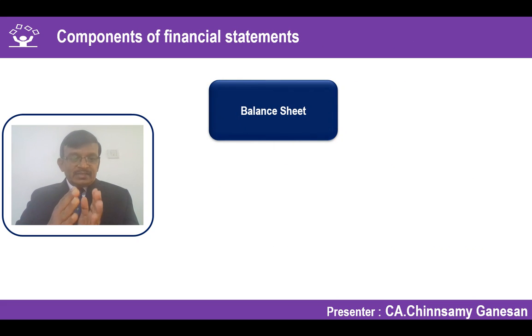Having seen that there is a linkage between Ind AS 1 and the format of Schedule 3, Division 2, let us go into the components which have been prescribed for a financial statement. And of course, it is not something new. The majority of us already know this, and even students will understand this, that we have been preparing these financial statements and the components of financial statements from time immemorial. There are some small changes which we will see in the slides to come.